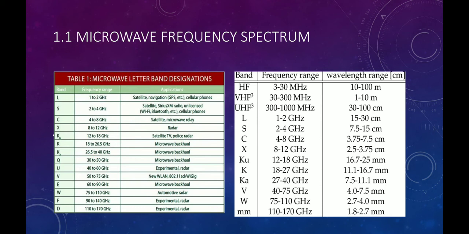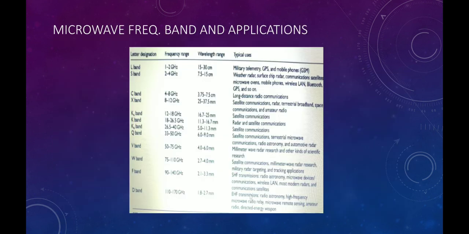So there are L, S, C, X, Ku, K, Ka, Q, U, V, E, W, F, D. These are the different waveband designations with the respective frequency ranges given, and the corresponding wavelength we can see, and the applications. There are a number of applications of microwaves and microwave communication.